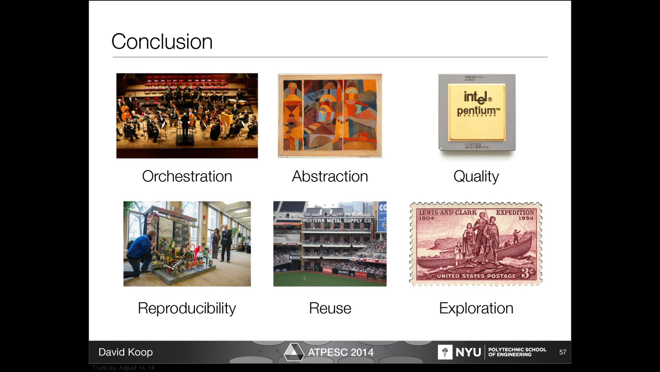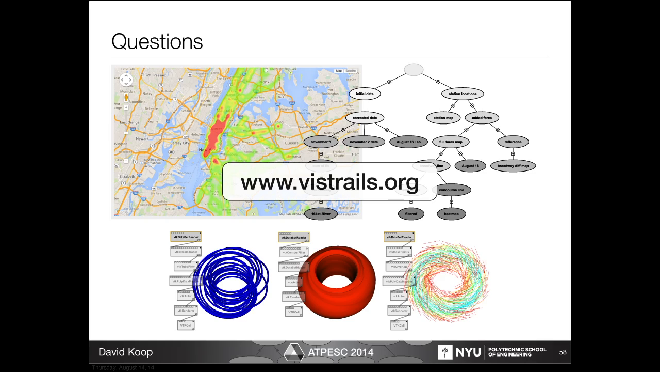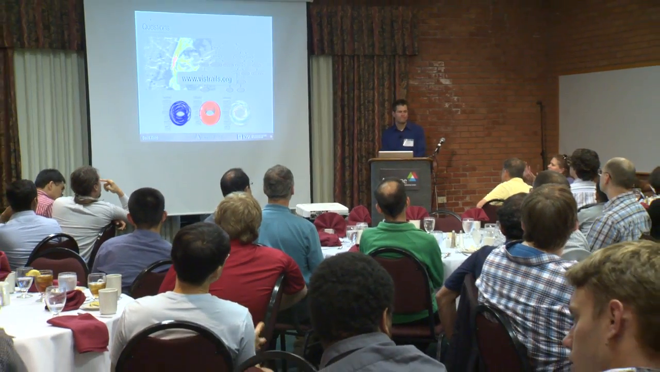Okay. And so I talked at the beginning about these six terms: orchestration, abstraction, quality, reproducibility, reuse, and exploration. And I hope I highlighted how VisTrails has gotten into those different pieces, with the workflows, orchestration, and abstraction, with the ideas of quality, keeping track of the provenance for reproducibility and reuse, and really trying to make this more automated and transparent to support the exploration. With that, I'd be happy to take any questions. And if you want more information, VisTrails.org has ways to download the system. You can play around with it and find out more information. Thank you.